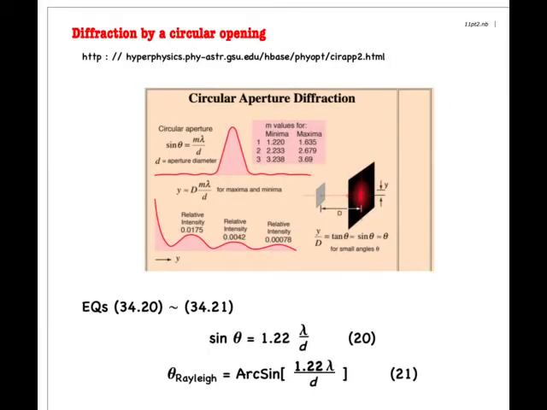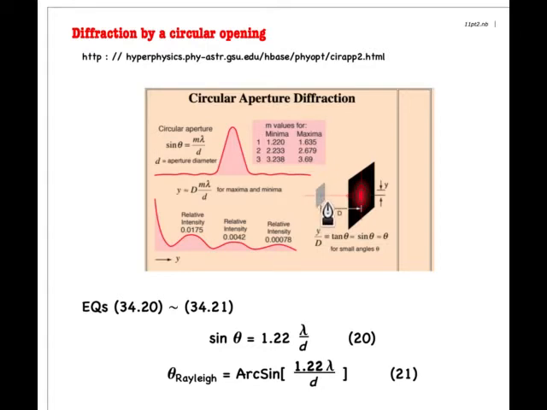Now, moving ahead in chapter 34, there's a section on diffraction by a circular opening. So here's the result of a Google search on diffraction by a circular opening. It's from some HyperPhysics website. Shows various things. What you have here is light coming in. There's an opaque material here, like a piece of metal, but with a hole in it.